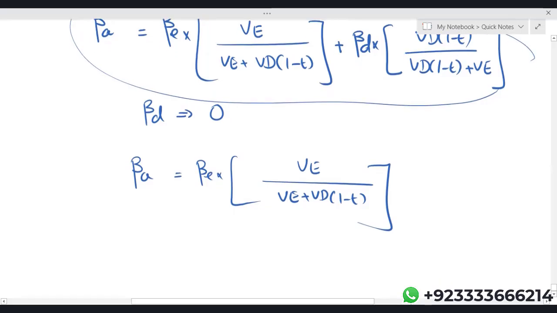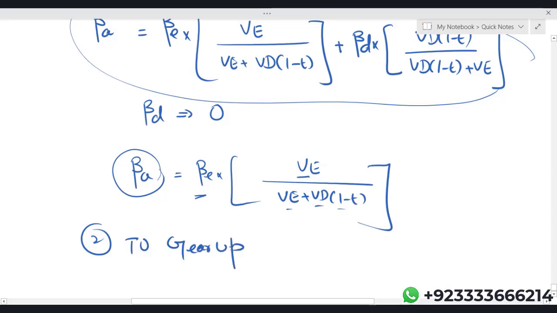Let's say you have taken proxy company equity beta, market value equity, market value debt (1 minus tax rate), and you have found beta asset. Step 2. To gear up. Gear up means including the financial gearing. Now you want to include the gearing. To gear up this beta asset with your own company's financial gearing. Let's say I'm solving the question for APLC. So I'll be taking the gearing of APLC.